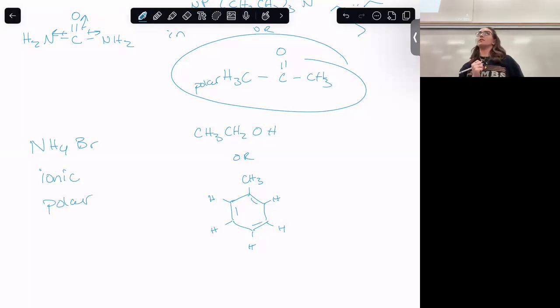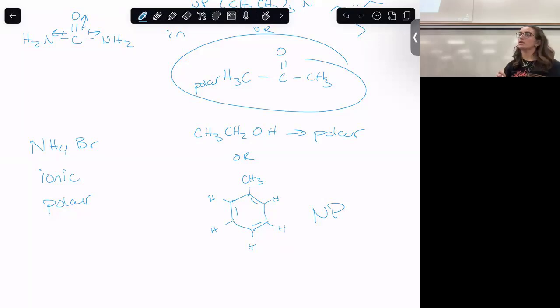Which one is it going to dissolve in? The top one, right? Because we're 3 or less. So this one's going to be pretty polar. This benzene ring is very nonpolar. So your ionic compound is going to have a much easier time dissolving in the ethanol than the benzene ring.